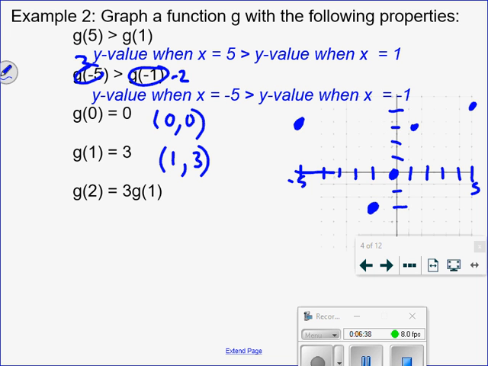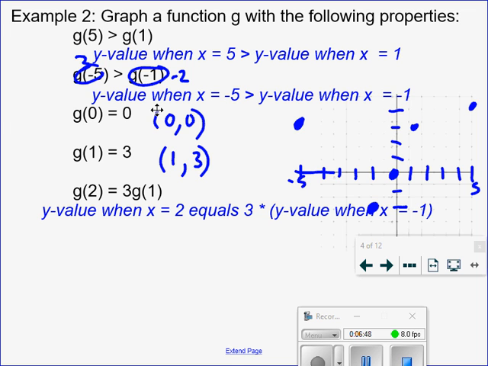Okay, and then this last one says that the y value when x is 2 has to be 3 times as big as the y value when x is 1. Sorry, it says negative 1, but it should say positive. So the y value when x is 2 equals 3 times the y value when x is 1. If the y value when x is 1 is 3, then the y value when x is 2 has to be 3 times as big as that.